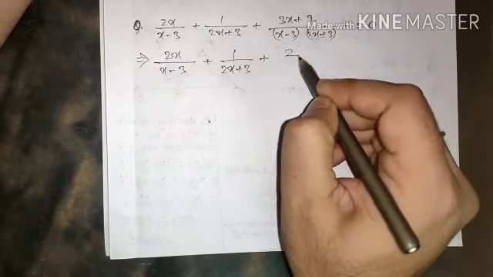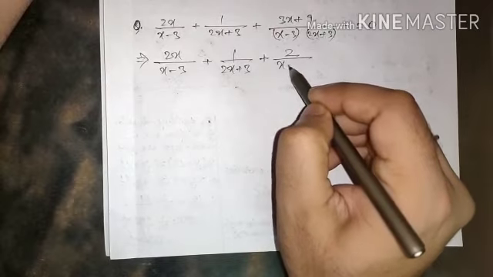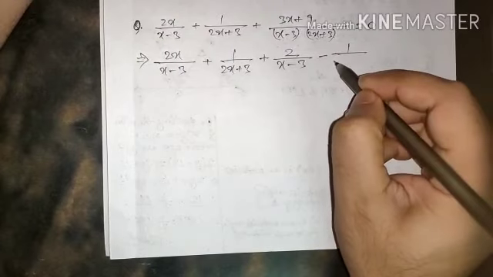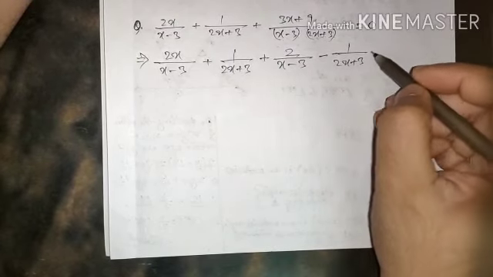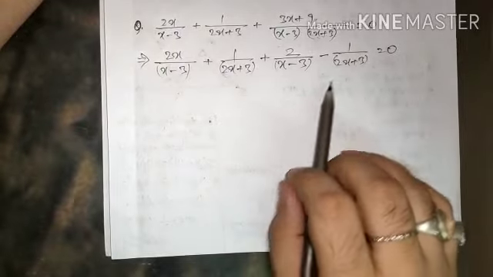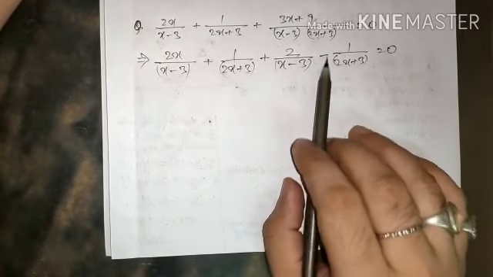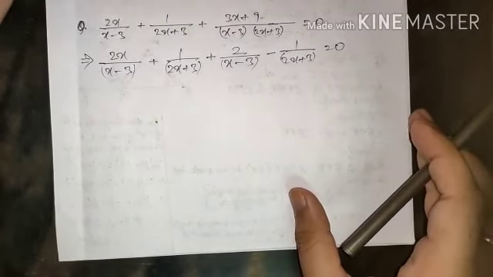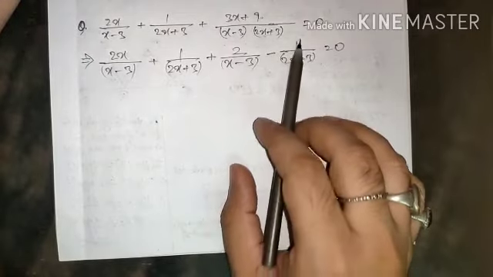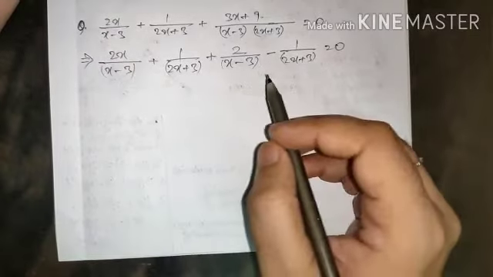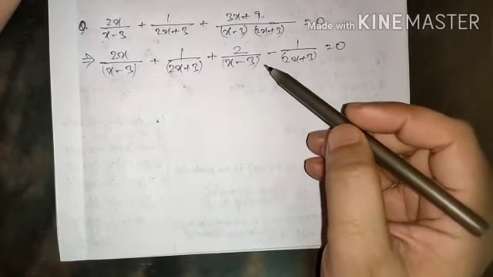So I will write it like this: 2 divided by x minus 3 minus 1 divided by 2x plus 3 is equal to 0. Now you should understand this: 2 divided by x minus 3 minus 1 divided by 2x plus 3. Are you understanding this or not? Let me explain it once again for you.